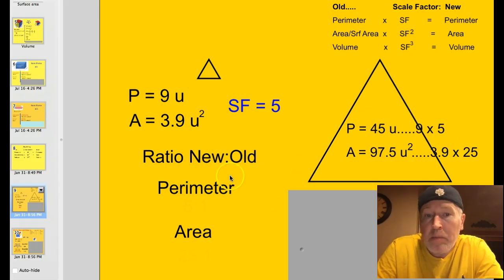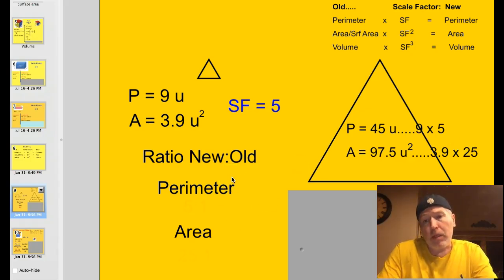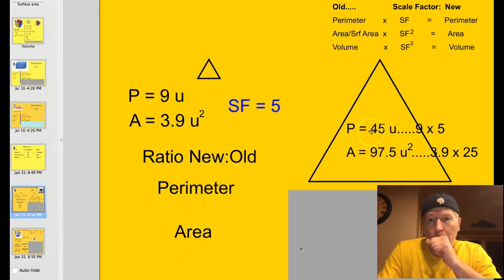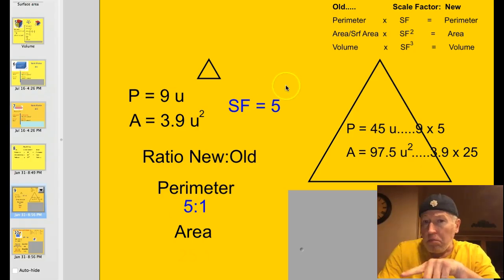All right, now another thing we can talk about in some of the problems we're going to practice today is the ratio between the new and the old. Well, let's think about it. What is the ratio between the new perimeter and the old perimeter? Well, this is 45, and this was 9. If I simplify that, that's really a 5 to 1. Think of the scale factor, 5 to 1.